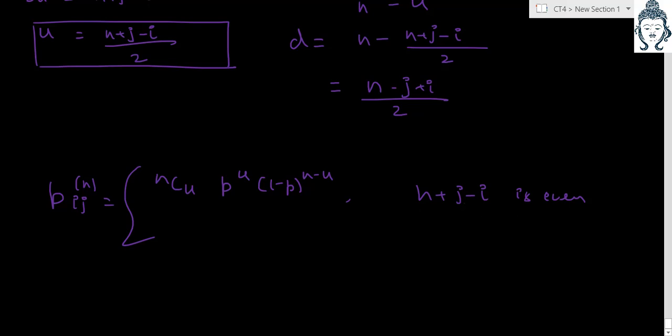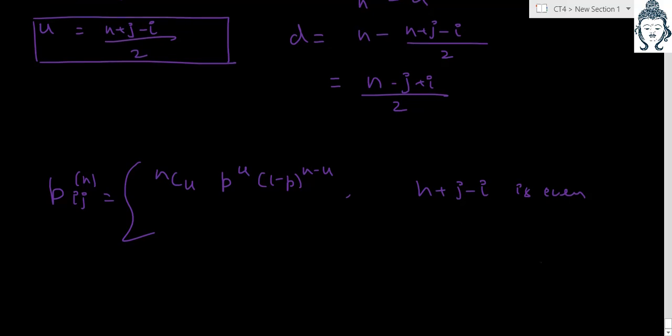That is only when U, that is (n plus j minus i)/2, will come out to be an integer. And the other consideration is that the number of upward movements should be between 0 and n. Like if you want to go from i to j in 20 steps, you cannot take 30 upward movements, right? So U will have to be between 0 and n. That is another consideration.